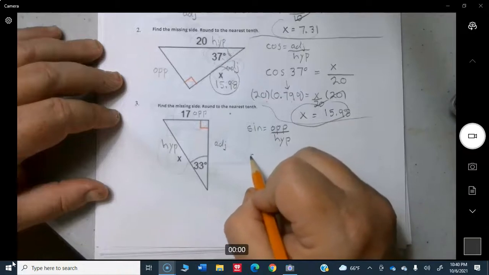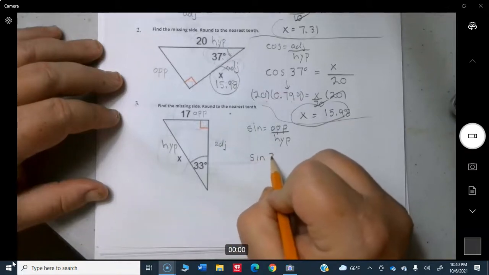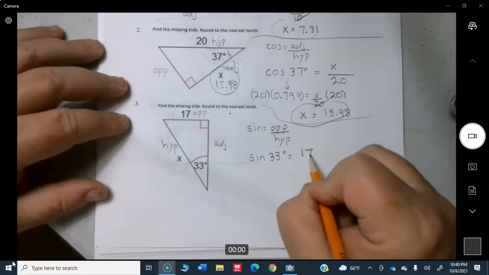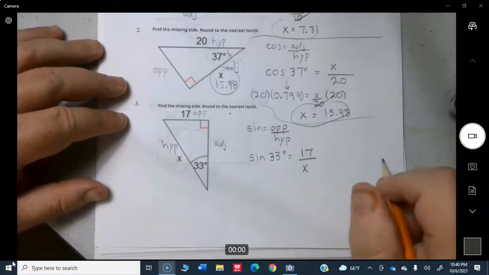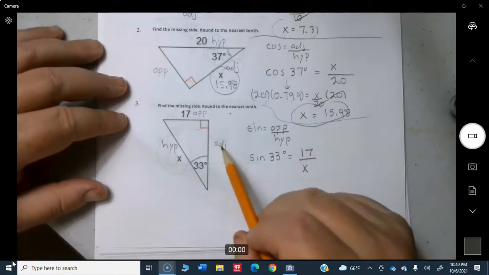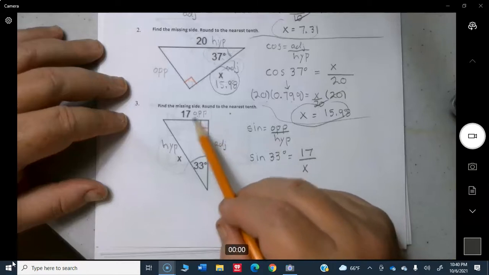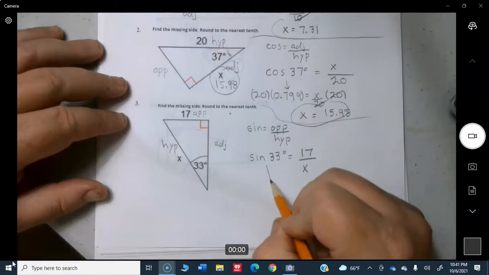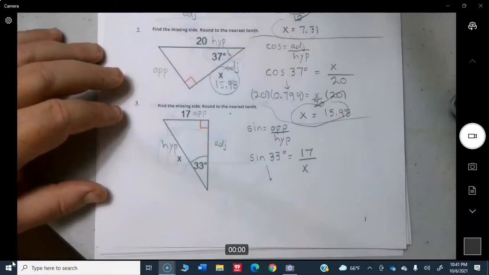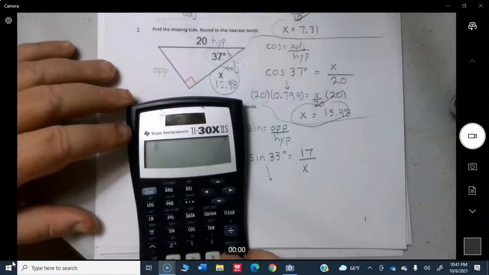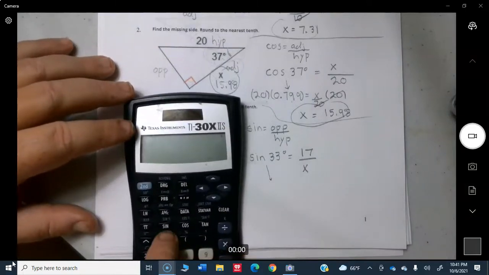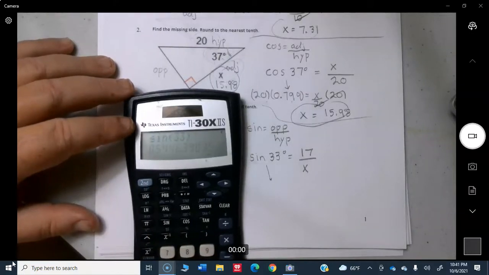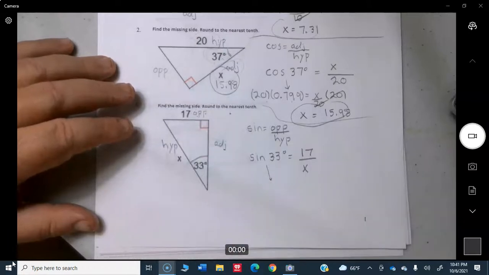Okay, so now we're going to plug in the numbers. Sine of 33 degrees is going to be 17 over x. Opposite over hypotenuse. Okay, now we are going to figure out what sine of 33 is. So we come over here, and here's the sine button, and 33, close the parenthesis, hit equal, and we get 0.544.